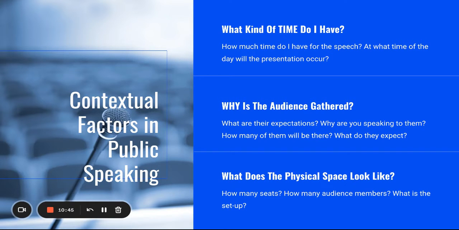And what does the physical space look like? How many seats are there? How many audience members? What is the setup and arrangement of the environment? And that's going to give you a good idea of how to structure your message.